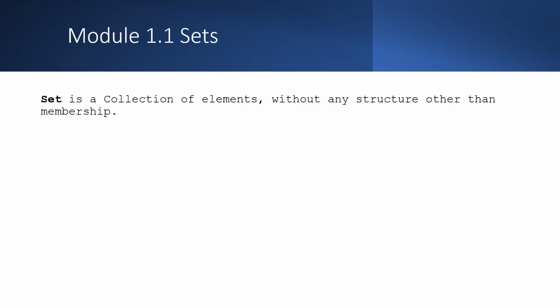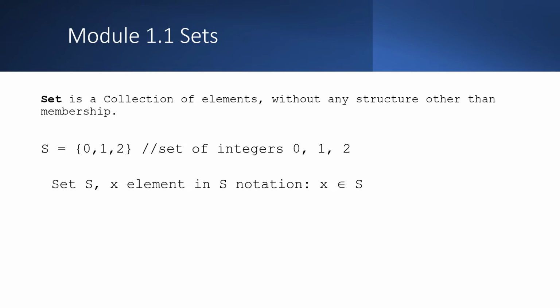So let's define what is a set. A set is a collection of elements. The only thing important about a set is that it has membership. This is set notation. You use curly braces, and the integers 0, 1, and 2 are members of this set called S. Here's some more notation. You could say you have set S, and X is an element of S. To say X is not an element of S, you use this type of notation.